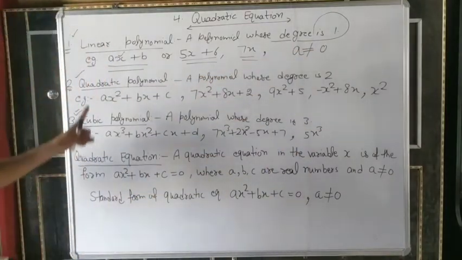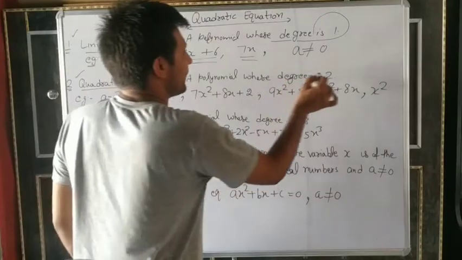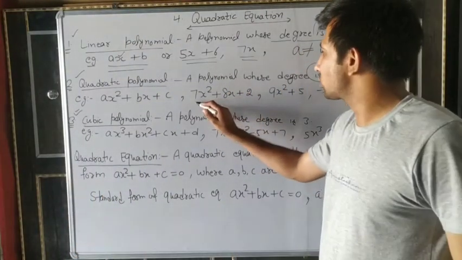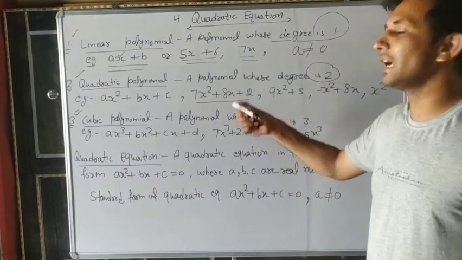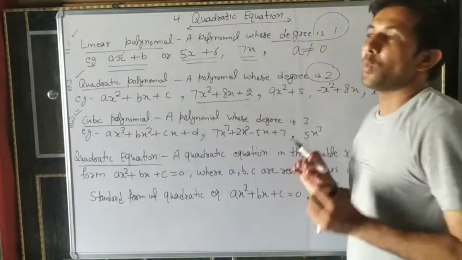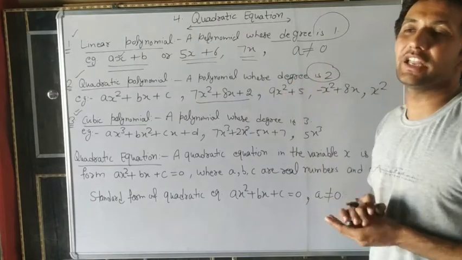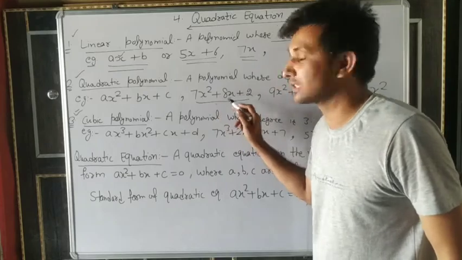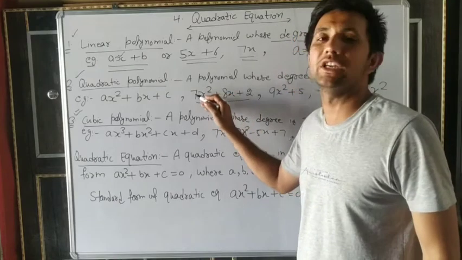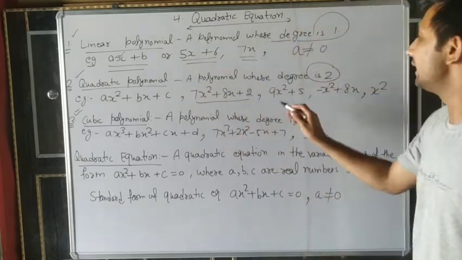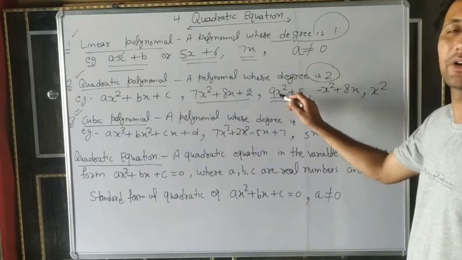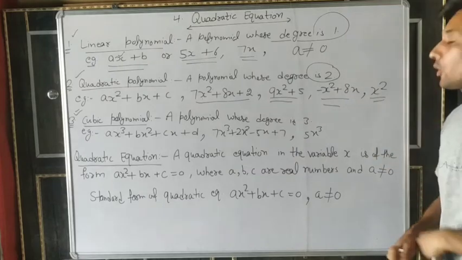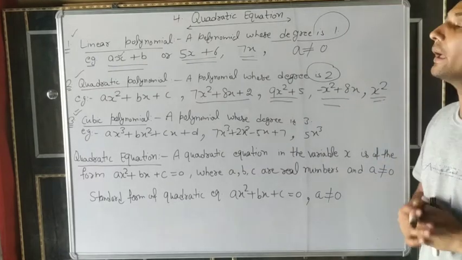Next is quadratic polynomial, a polynomial whose degree is 2. So 7x square plus 8x plus 2. It means the degree is 2. What is degree? Highest power of the variable. The variable is x, so the highest power is 2. So it's a quadratic polynomial. This is also a quadratic polynomial, highest power 2, and this is also a quadratic polynomial. x square alone is also a quadratic polynomial.